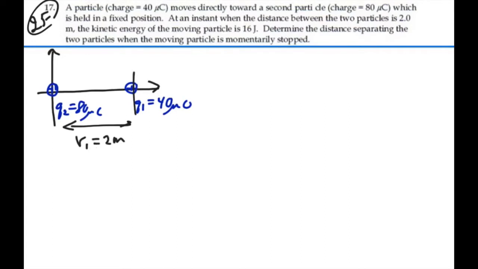And then it's going to move, eventually it's going to reach some other point, the closest approach, which we'll call R2, our final position. So we're going to have a potential V1 associated with our initial position, and then we're going to have a new potential at the new final position, V2.